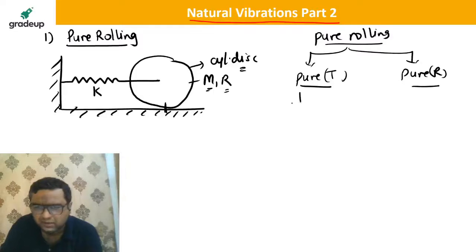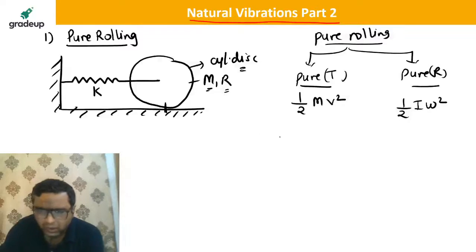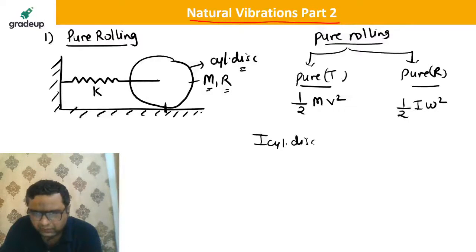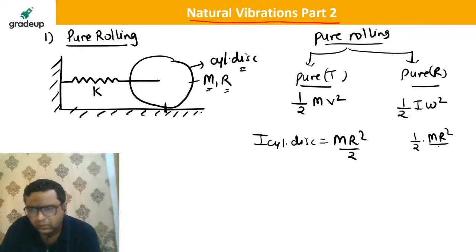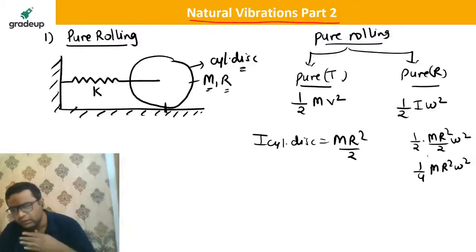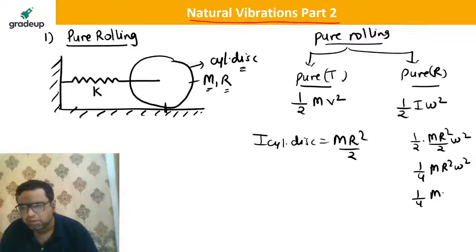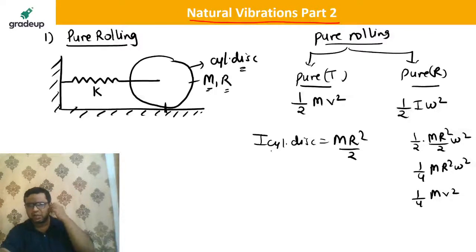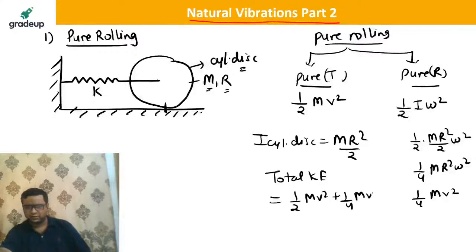The pure translation part has a kinetic energy of half mv square. For pure rotation, the kinetic energy is half I omega square. I for a cylindrical disc is mr square by 2, so it is half into mr square by 2 omega square, which means 1 by 4 mr square omega square. R omega is v only, so it is 1 by 4 mv square. The total kinetic energy of the system is half mv square plus 1 by 4 mv square, which becomes 3 by 4 mv square.